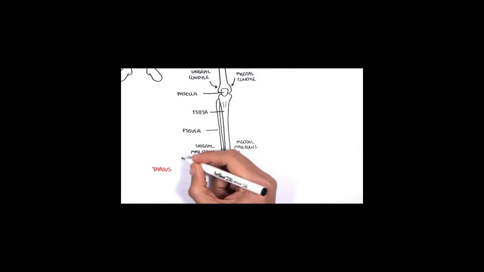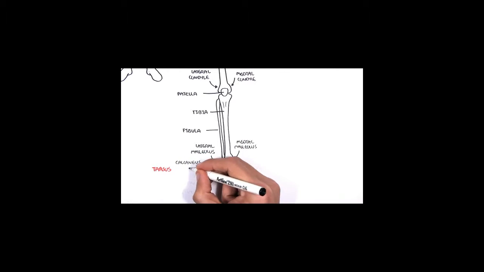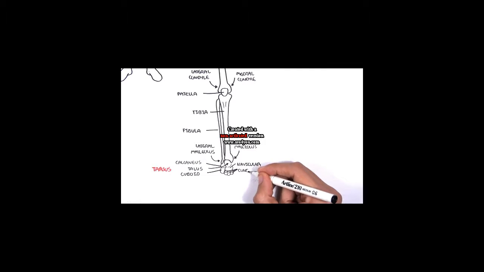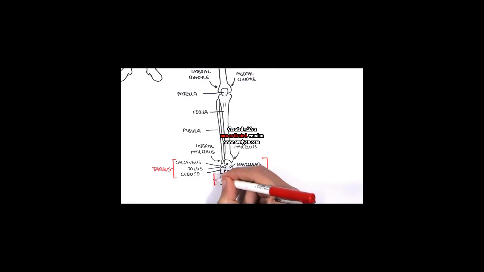Now let's go to the bones of the foot. The tarsus are a group of bones in the foot which include the calcaneus, talus, and cuboid. Medially, there is the navicular and cuneiforms, which are made up of 3 bones: the medial, intermediate, and lateral cuneiforms. After the tarsals, there are the metatarsals. And finally, at the most distal part of the foot, the phalanges. So I hope that made all sense.